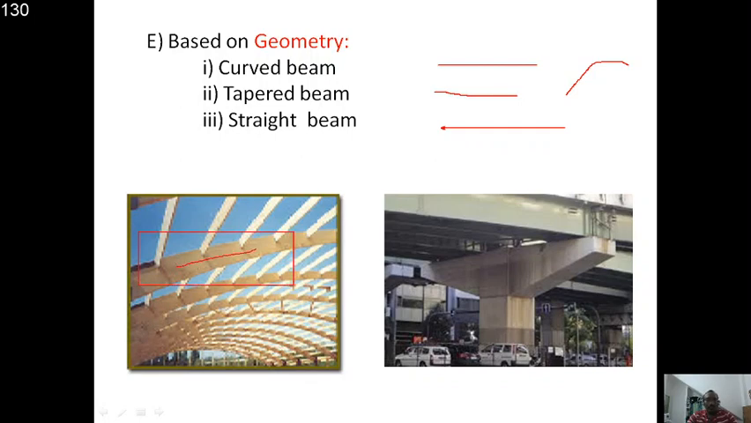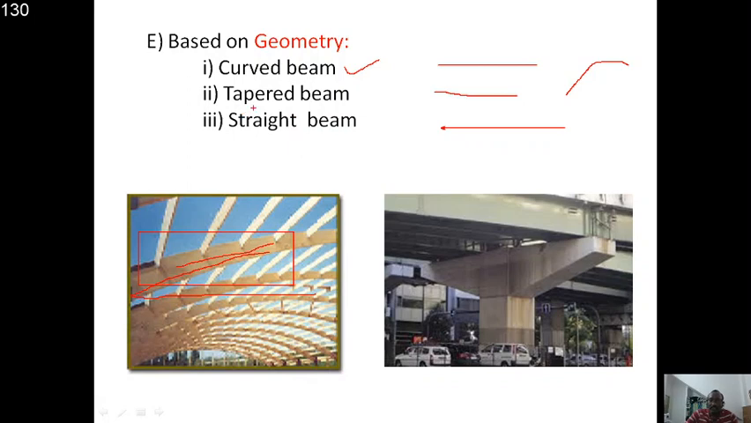So this curvature is known as the curved beam. If the beam is not straight and it is curving away from the actual axis of the initial point, this is the initial point. So from this, it is not straight. It is making some angle and it is also bending at each and every point. Then it is known as a curved beam, right?